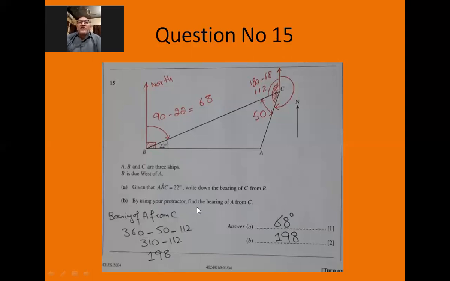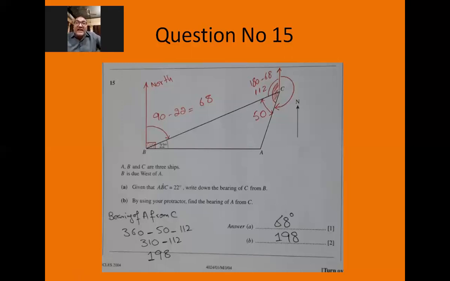The next question is, by using your protractor, find the bearing of A from C. So I will draw north on C, and from that north, I will move clockwise. I will come to the side CA. Whatever this angle will be, that will be the bearing of A from C. He said, with the help of the protractor, measure this angle. So put the crosshair of the protractor here, and the zero of the protractor should be on this side. And from here, count how much this angle is. I have measured it, and this angle is 50 degrees.